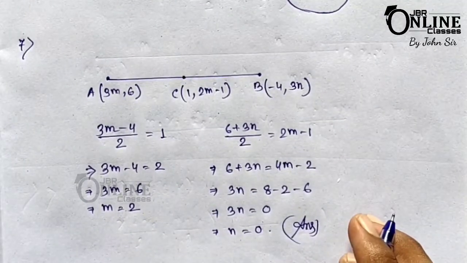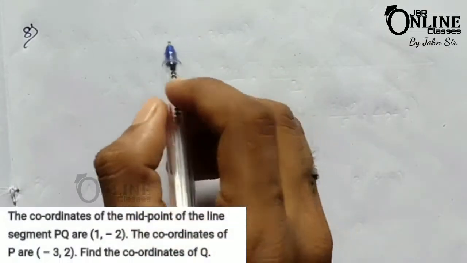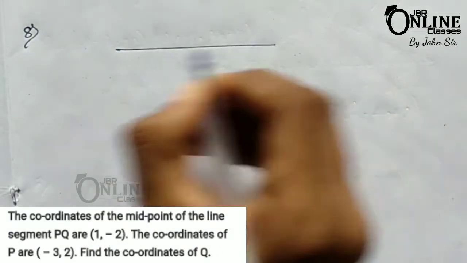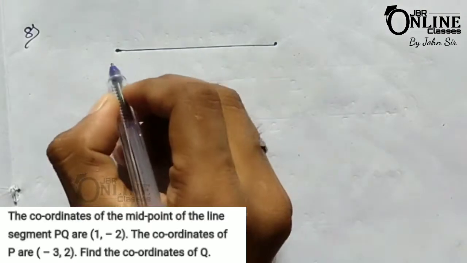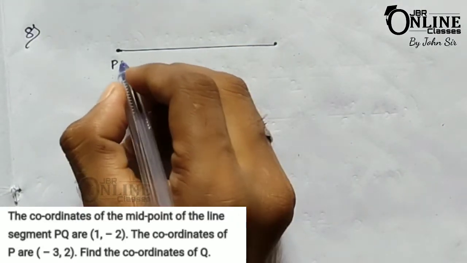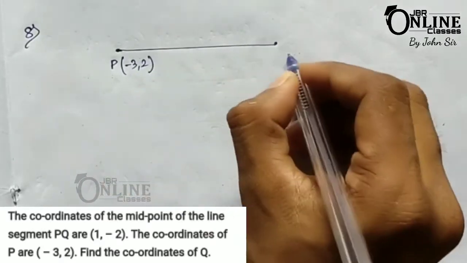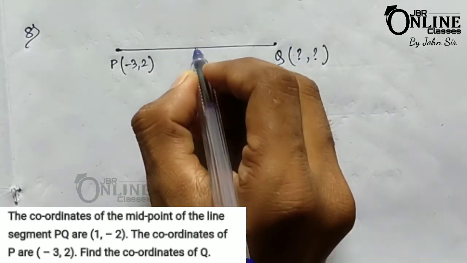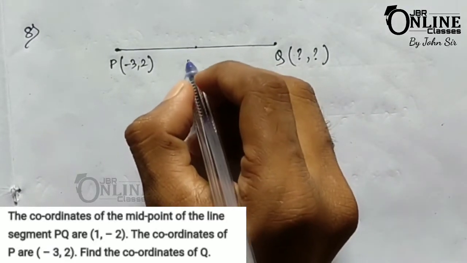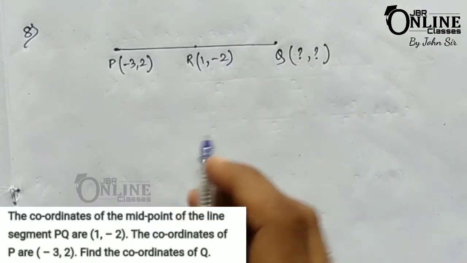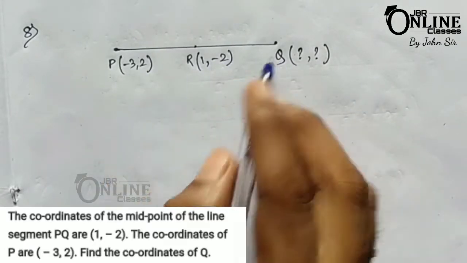Now the next one, sum number 8. In sum number 8, the coordinates of the midpoint of a line segment PQ. So here the coordinates of the midpoint of line segment PQ, where the coordinates of P are (-3, 2), and you have to find the coordinates of Q. Now the coordinates of the midpoint, suppose R is the midpoint, are (1, -2). So here (1, -2) is the midpoint of that segment.